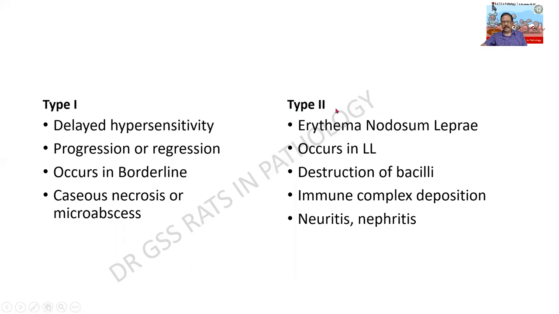And there is another reaction called erythema nodosum leprosum. This occurs in lepromatous leprosy on treatment. So there is a destruction of the bacilli. Immune complex deposition can be seen. The patient can also develop neuritis and nephritis because of the immune complexes.